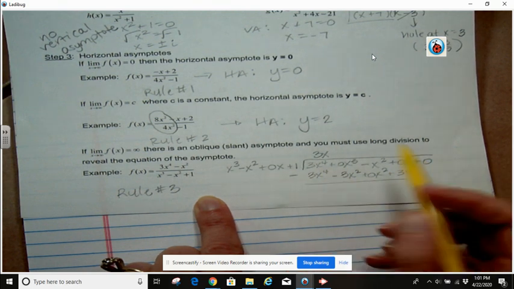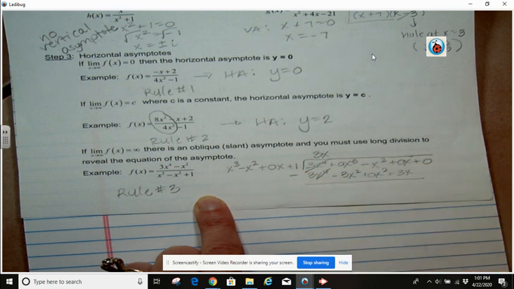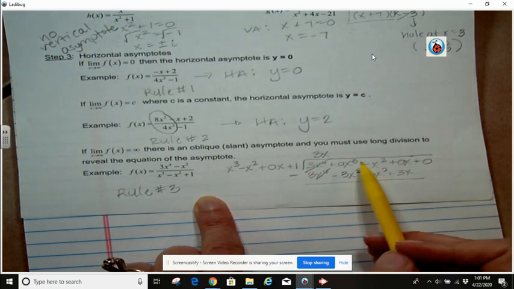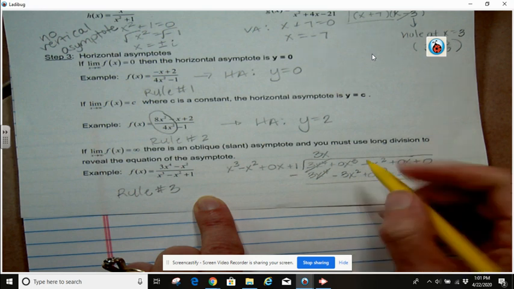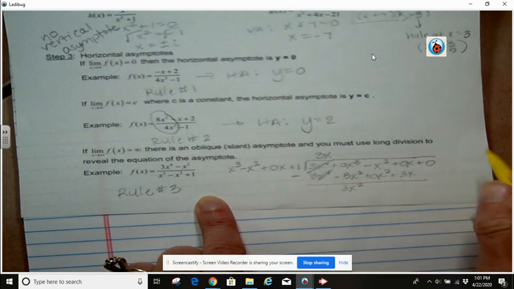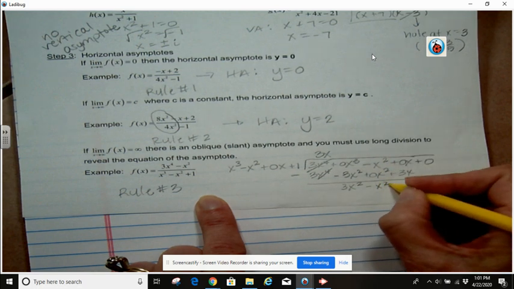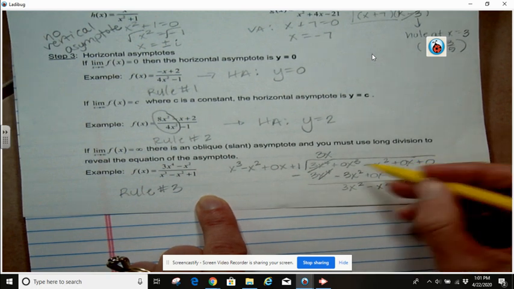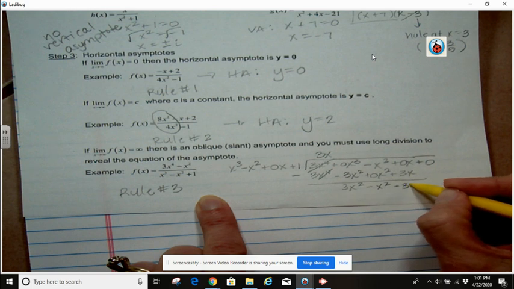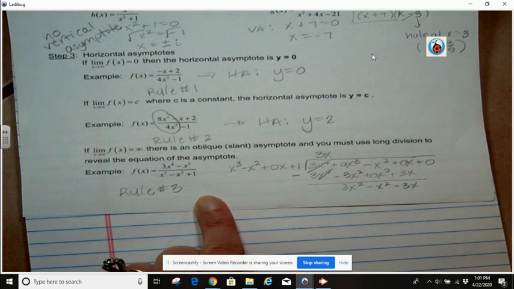Always subtract. If you're doing it correctly, those first terms should go away. So I have 0x cubed minus negative 3x squared. So that's a positive 3x squared. Negative 1x squared minus 0 is still just negative x squared. And 0x minus 3x is negative 3x. And then I start the division one more time.